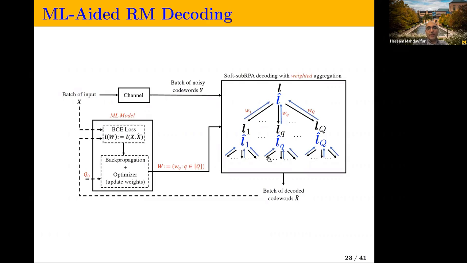So we iterate this multiple times. At the end, based on the complexity that we can tolerate, we are going to just pick the maximum weights here and keep the projections corresponding to them and get rid of the rest of them, okay?